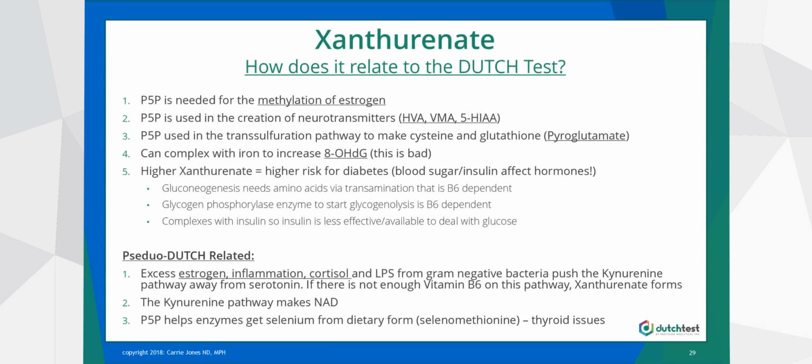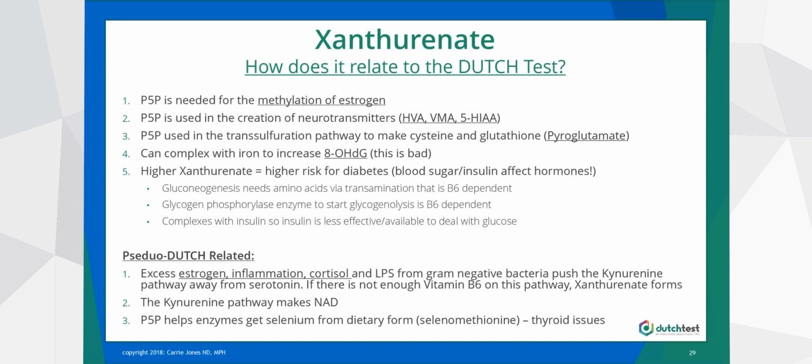So how does it relate to the Dutch test? Well, a lot. So P5P, that's the active form of B6. It is needed for methylation of estrogen. So check their phase 1, phase 2. P5P is important for the creation of neurotransmitters. So you may want to look at HVA, VMA, 5-HIAA.